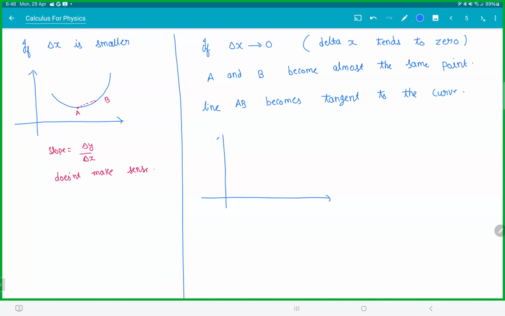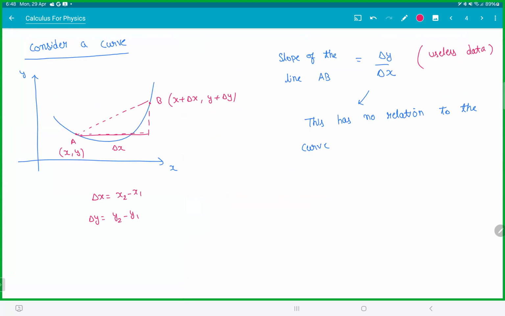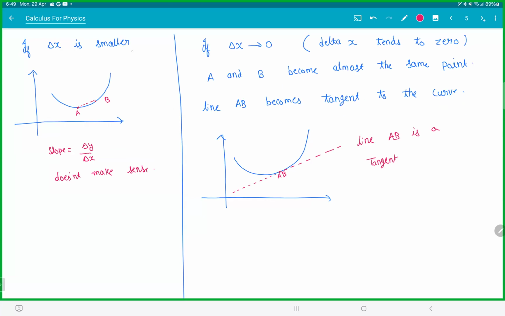That means this curve here, which you have taken as some random curve, you have brought A and B literally so close. And when you try to join them, that line AB actually becomes a tangent. So this line AB is a tangent. Are you getting what we're trying to do? Here, is line AB anything? Line AB is useless here, isn't it? But suddenly line AB has some relation to the curve. Is this making sense, everyone? By making it smaller and smaller, suddenly the line AB started making sense. Is this clear, everyone?